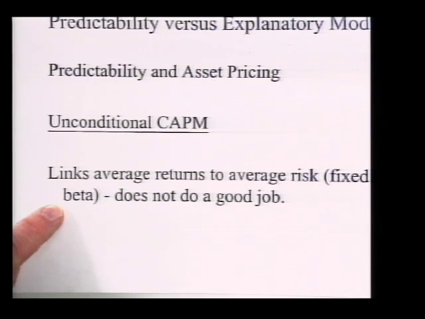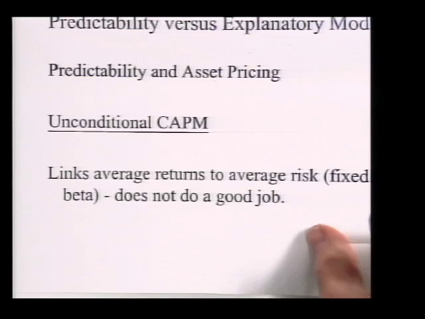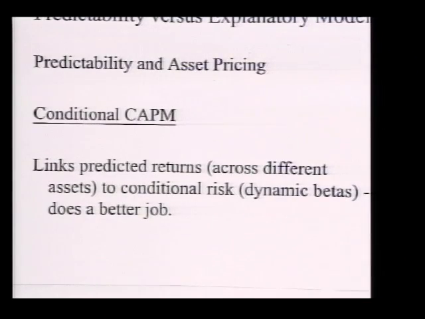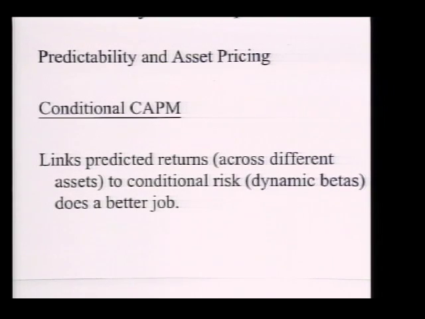And that's what I suggested did not do a very good job of explaining the cross-section of returns. So explaining why one asset has a lower return than another asset. That's what the cross-section really gets at. So unconditional is simply looking at historical averages, the average beta, the average return. The conditional CAPM is something different. It links predicted returns.